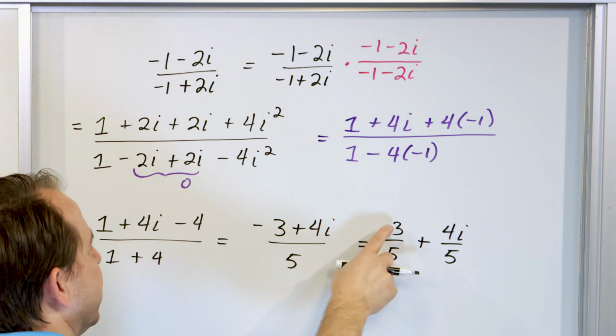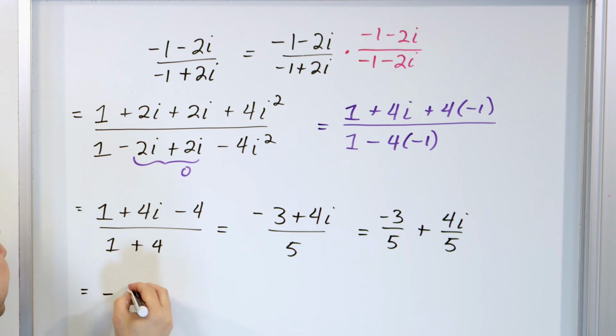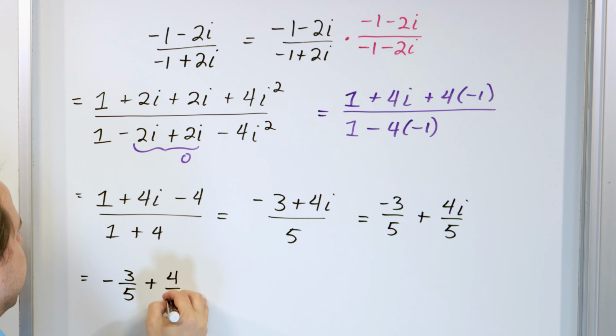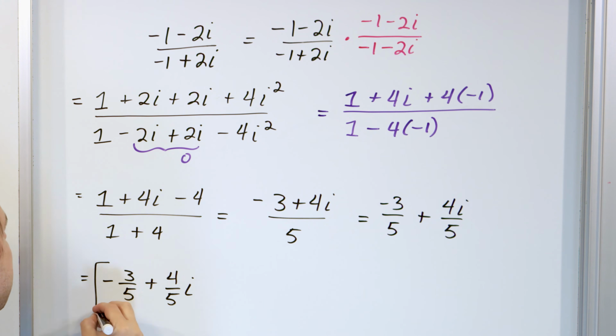And then let me clean it up a little bit. Let me write this as a negative sign, 3/5. The fraction will be 3/5 plus 4/5 times the imaginary number i. So we have -3/5 plus 4/5 i. This is what I would want to see as the final answer.